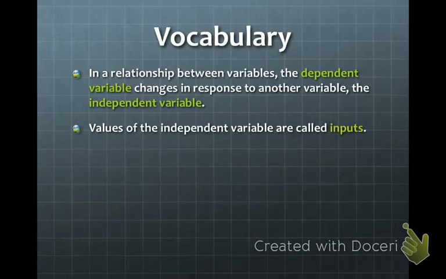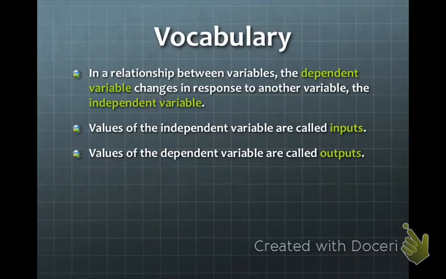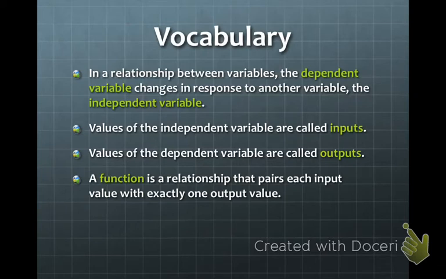Values of the independent variable are called the inputs. So we input values into the independent. And then values of the dependent are called outputs, because whatever we put into the input changes what we get out. And that's our dependent. A function is a relationship that pairs each input with exactly one output value. So every time you put something in, you always get something different out. That's kind of what that's saying.